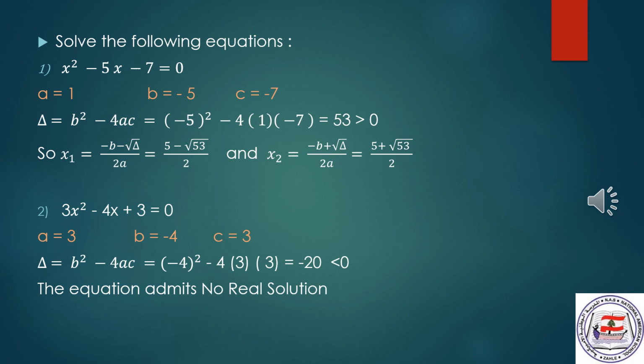For example 2, when the equation is 3x squared minus 4x plus 3 is equal to 0, define the real coefficients a, b, and c, then delta gives negative 20. So when delta is negative, we know that the equation admits no real roots.